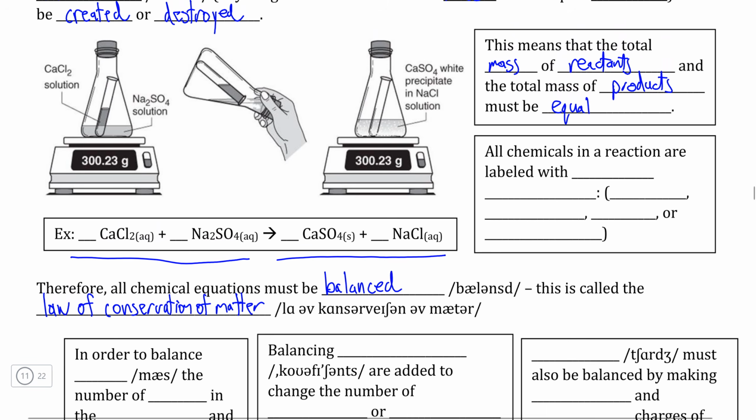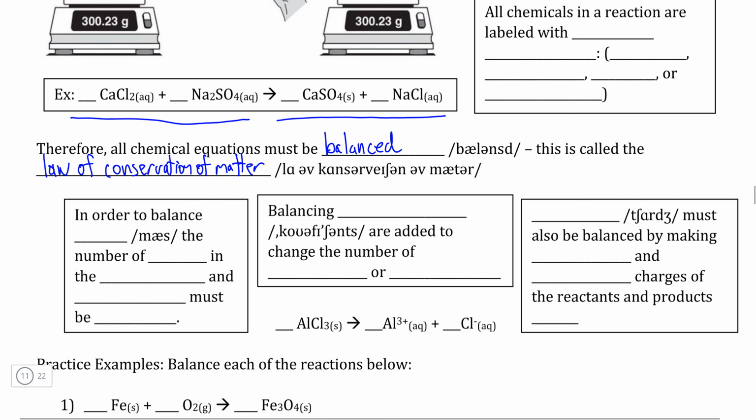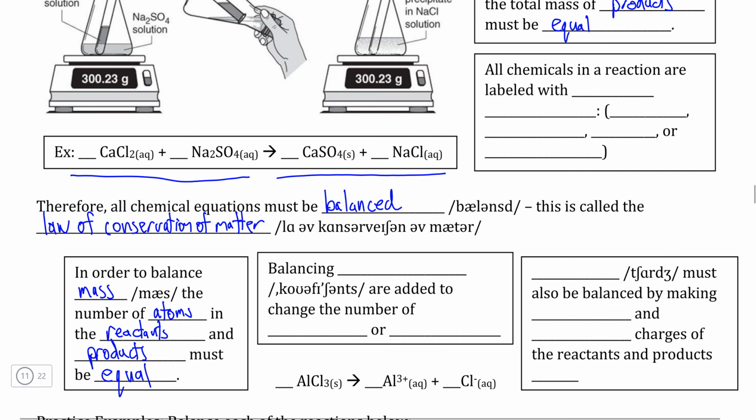Now, the problem is when we're balancing chemical reactions in the abstract, we don't have a way to measure exactly what the mass of our reactants and our products are. So in order to balance the mass when looking at written chemical reactions like this, we simply need to count the number of individual atoms that exist in the reactants, and then do the same for the number of individual atoms in the products, and if those are equal, then we will have fulfilled the law of conservation of matter.